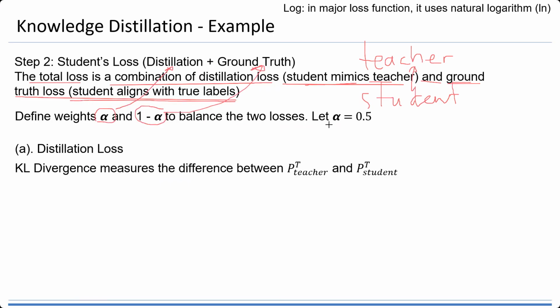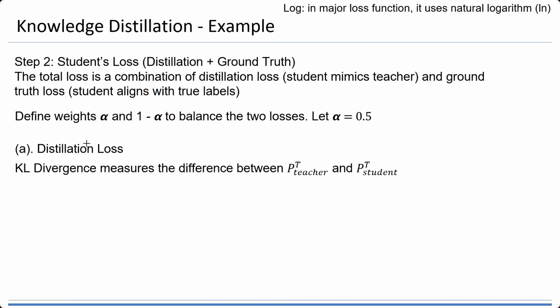So usually we want to balance it, or we can use alpha 0.5. It means we want the distillation loss and the ground truth loss to be equal. Or if we want the distillation loss to be higher, then we can make alpha 0.6. It means the distillation loss will have the value 0.6 and the ground truth loss will have 0.4, because it is 1 minus alpha.